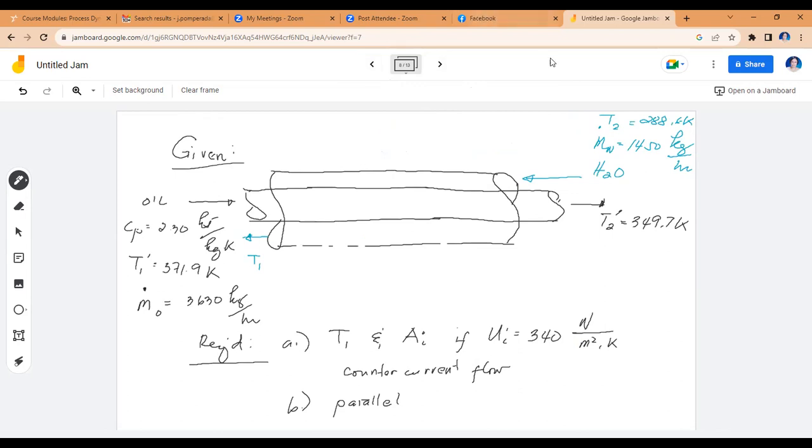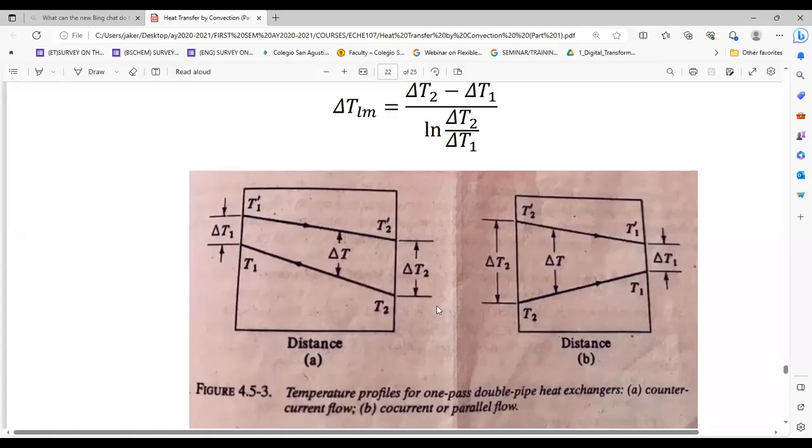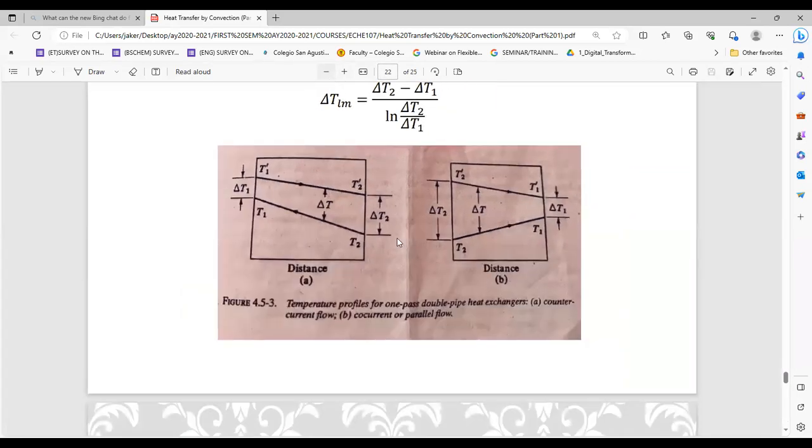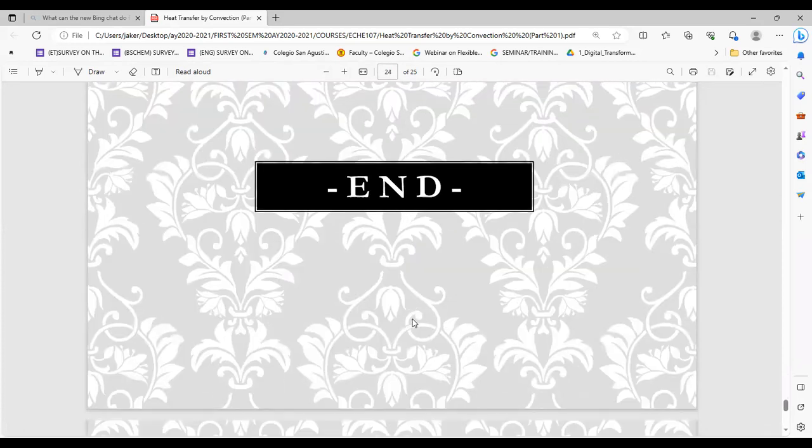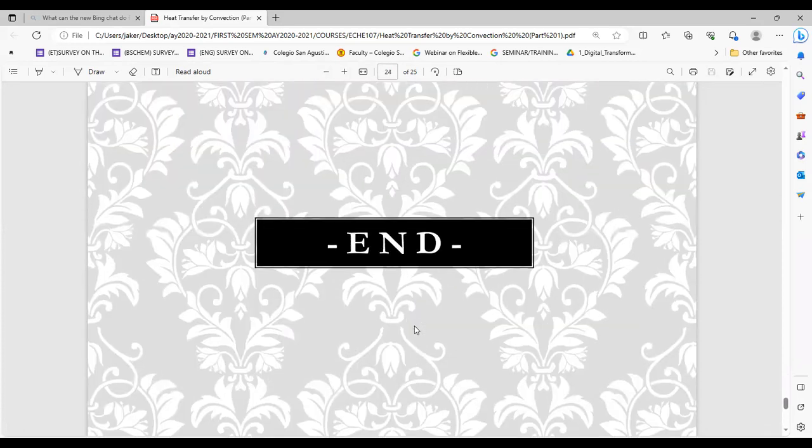Okay, no question? Okay, I'll go back to the document. We're not able to have a break. It's okay as long as we finish this one for this afternoon. Okay, so this is for the delta T log mean. And that's the sample problem. And I think we're ending this module now. So exactly 10 minutes before the end of our 2-hour schedule. Okay, I'll stop sharing for now.